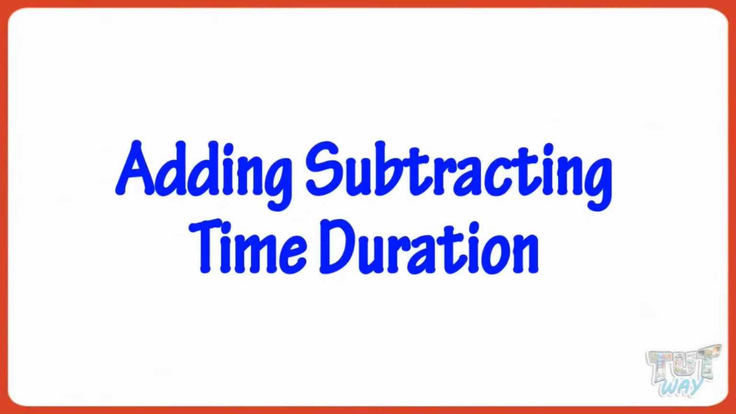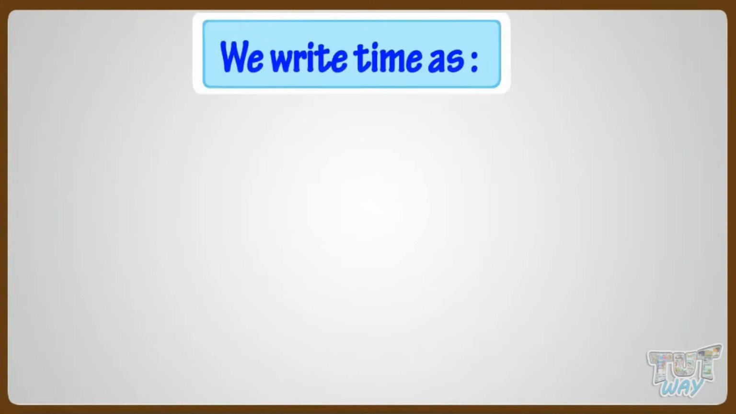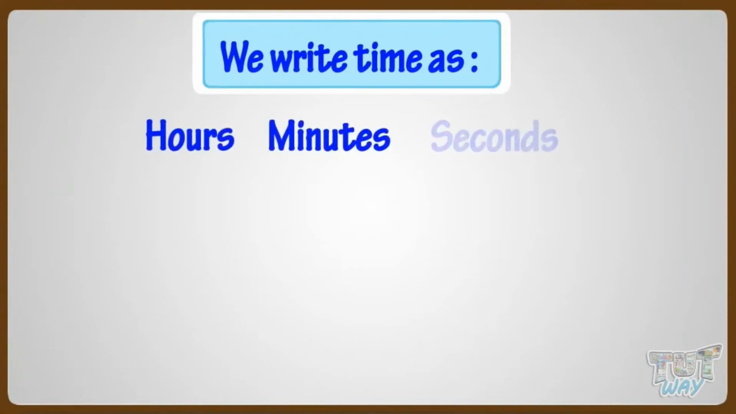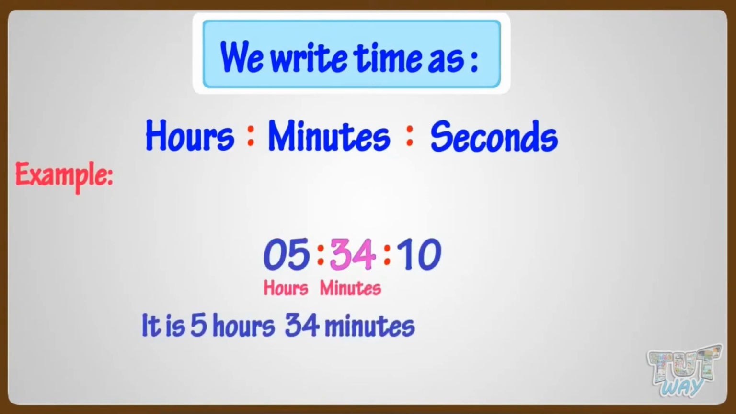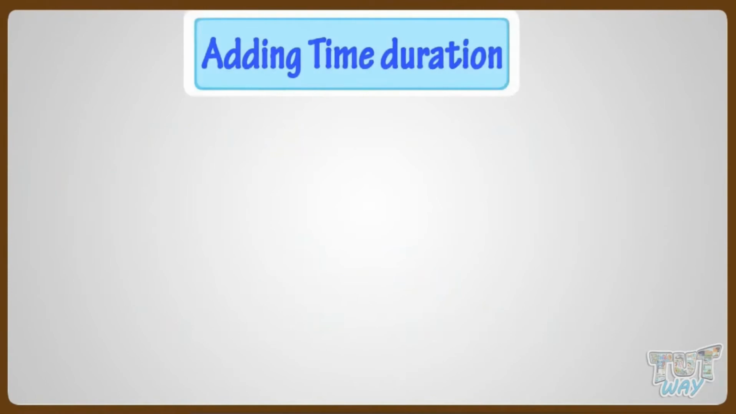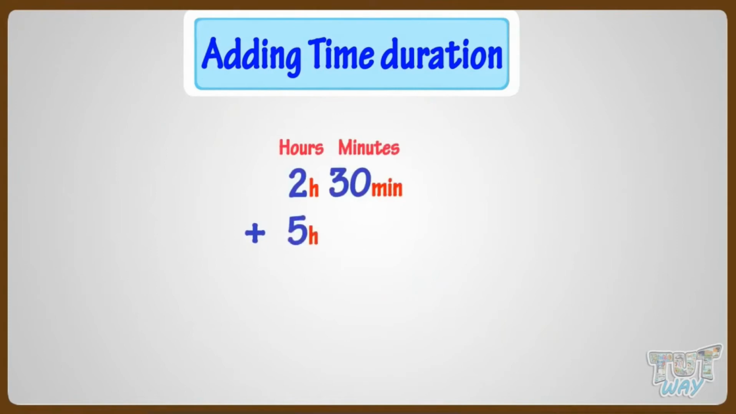So let's get started. First of all, we should know that we write time as hours, minutes, seconds. Example, here it is 5 hours, 34 minutes, and 10 seconds. Now we will learn how we can add time. We have to add 2 hours and 30 minutes to 5 hours and 20 minutes.